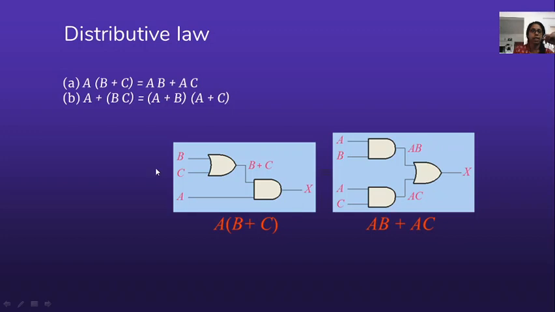Okay, let's see the first one. Here B or C is the input of an OR gate, and its output is given, and the inputs of the AND gate are A and (B or C). Have a look, this is the left hand side, that is A, and the output is here. The output, instead of X, I put X here. What is that X? A and (B or C). Okay. And the right hand side is AB.